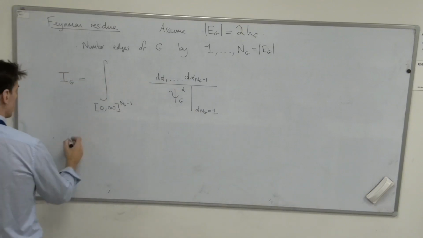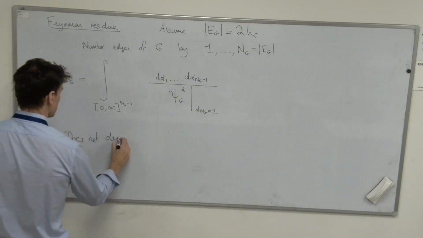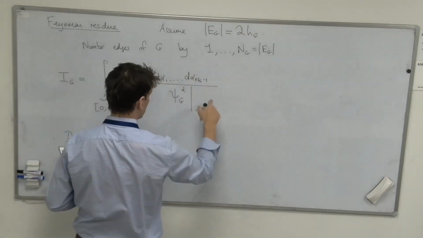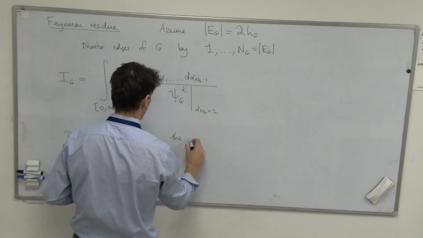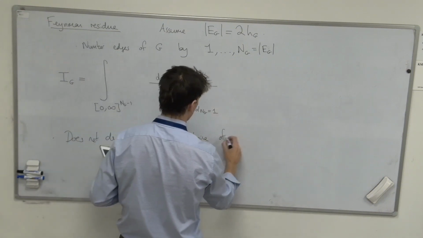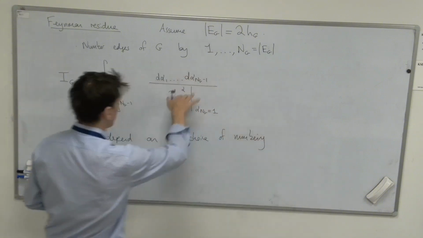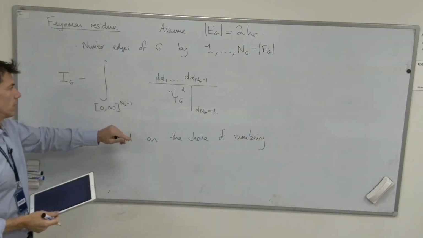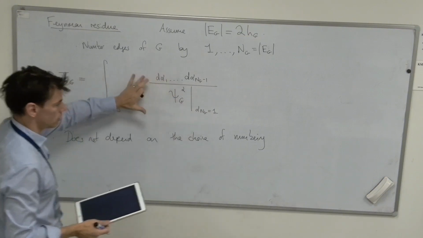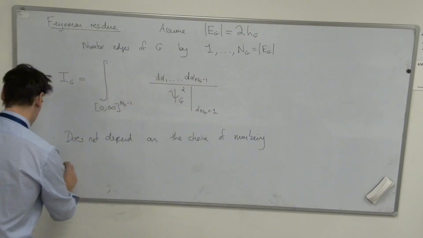So the first remark is that it does not depend on which edge we set to 1, on the choice of ordering or numbering. There's a more sophisticated way to write this as a projective integral, and you can see it doesn't depend on this choice at all. But I chose to do this because it's more elementary. And it is finite.